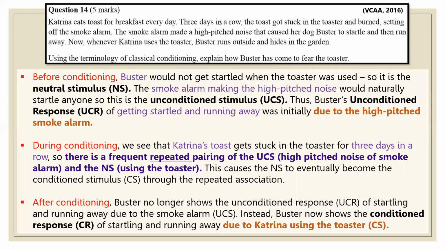Well, if you look at the actual scenario here, it says that 3 days in a row, the toast got stuck in the toaster and burnt, setting off the smoke alarm. And then at the end of the scenario, it says now whenever Katrina uses the toaster. So the toaster is the thing that has gone from being a neutral stimulus to a conditioned stimulus. At the beginning of this scenario, the toaster was a neutral stimulus, because a toaster shouldn't naturally or normally cause a dog to run away and hide in the garden or somewhere. So that's what the neutral stimulus is.